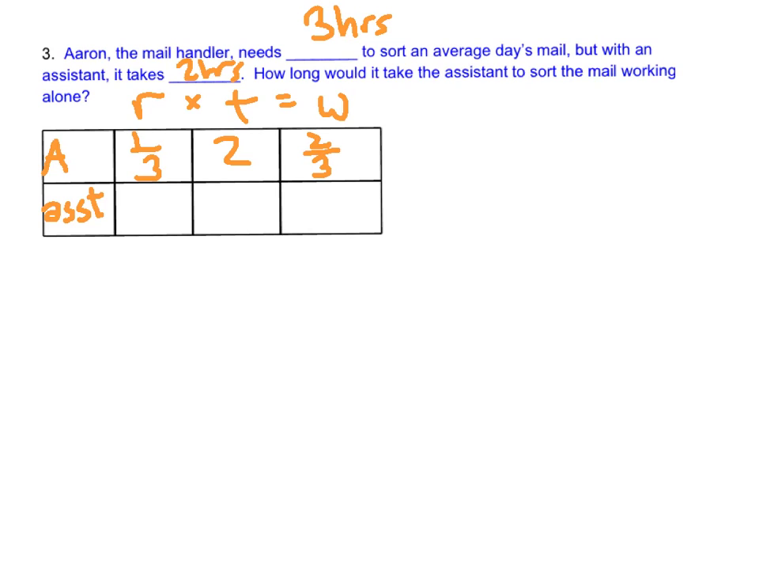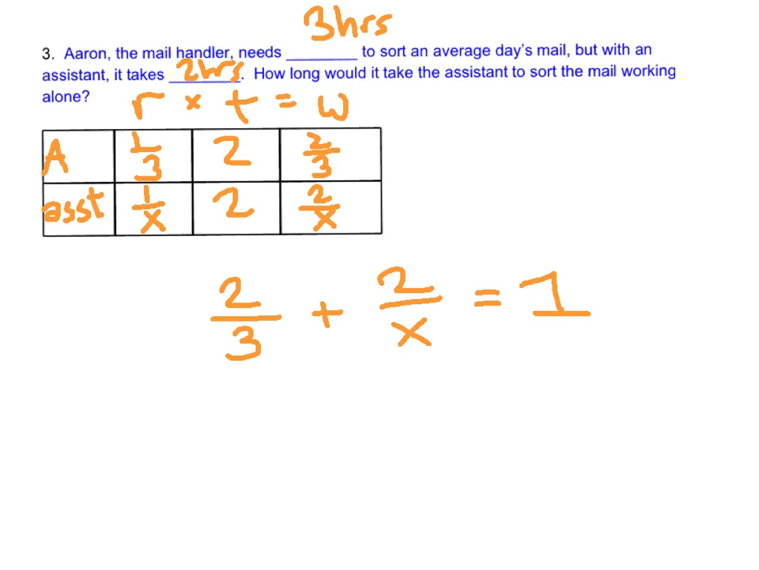Now as for the assistant, we don't know the assistant's rate. So I'm going to write 1 over x. And again, together they're working for 2 hours. So when I find the work done for the assistant, that's 2 over x. When I set up my equation, I'm going to take Aaron's work, his fractional part, plus the assistant's work, and together they can get the work done.